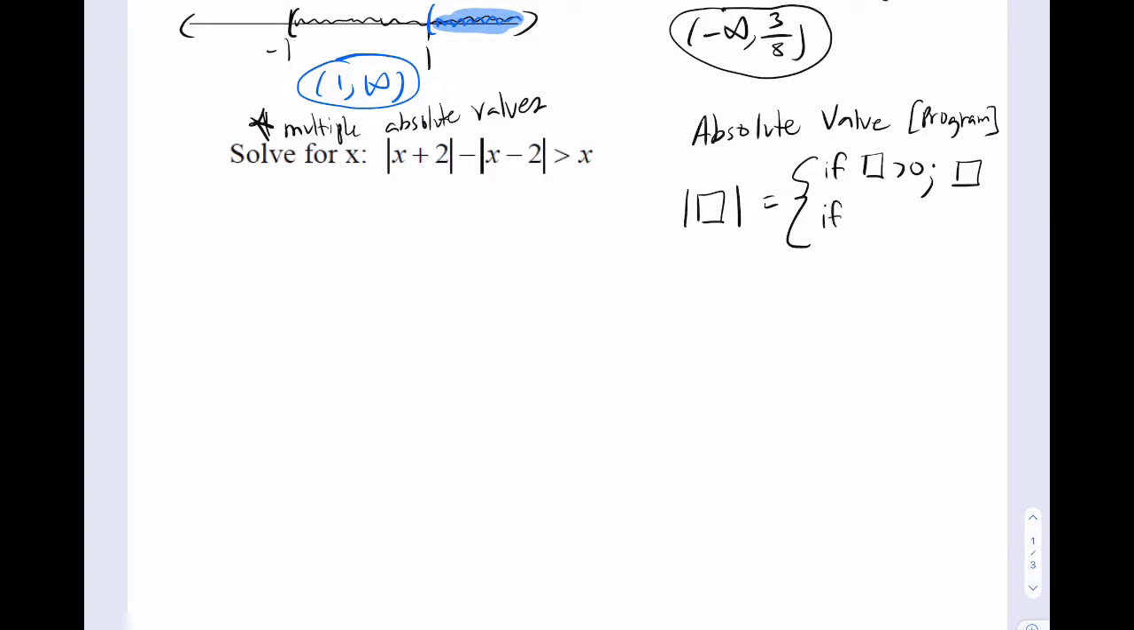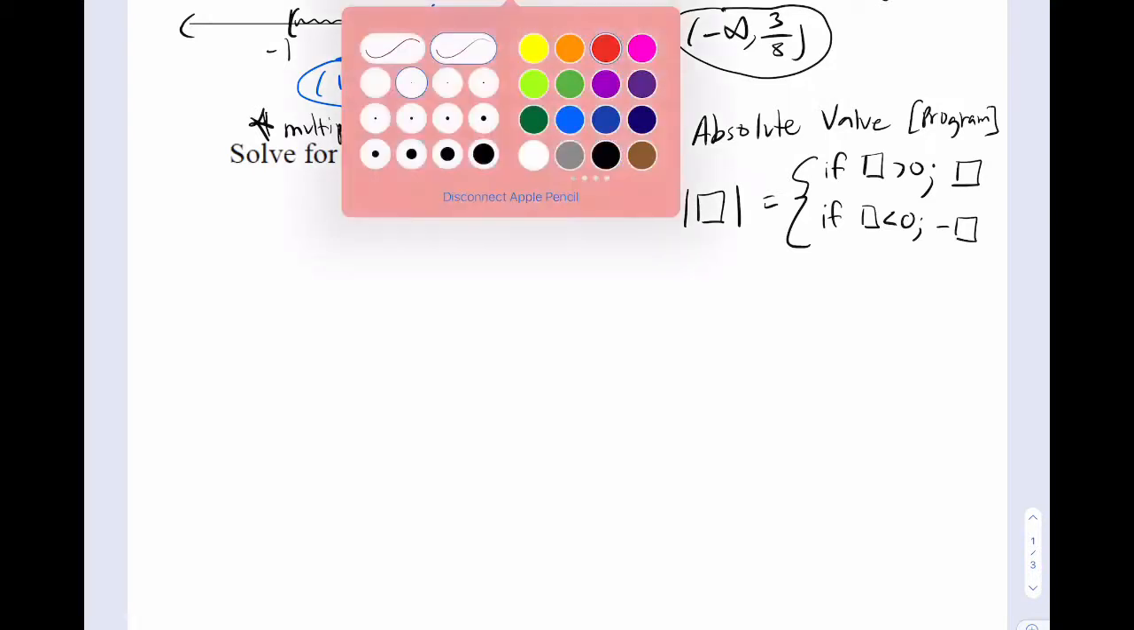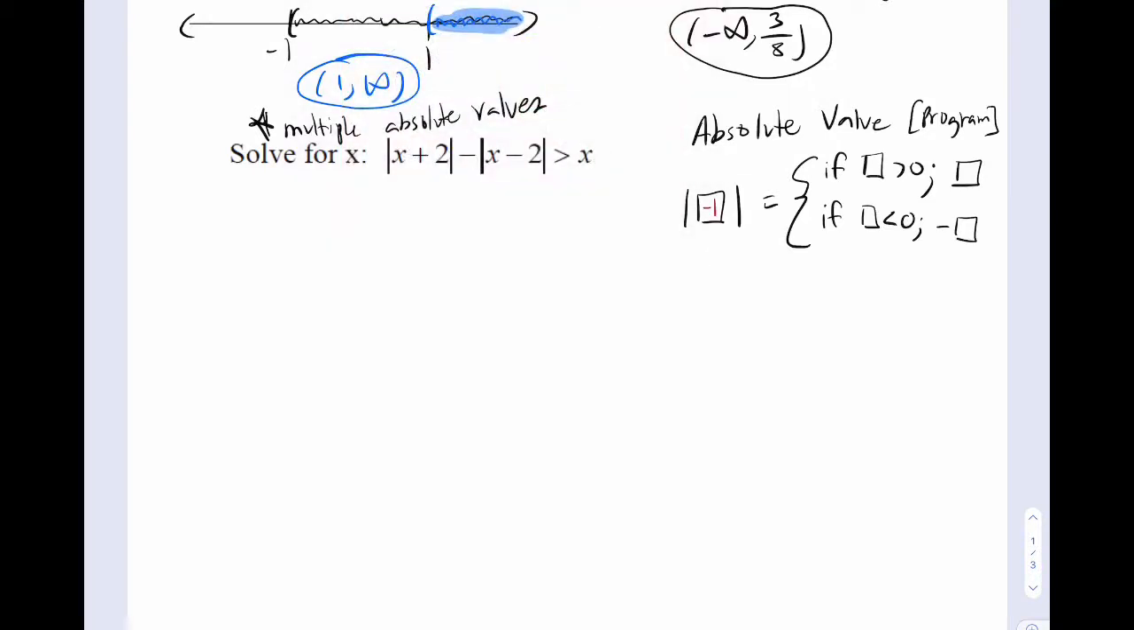But if the box is less than 0, that's where it gets a little more tricky. If it's less than 0, what happens is this program will negate the box. Meaning, let's say we plug in -1. So -1 is less than 0, so we're going to take this bottom path, which means it'll negate it, making it +1. So that's how you'd explain absolute value if it were like a computer program.